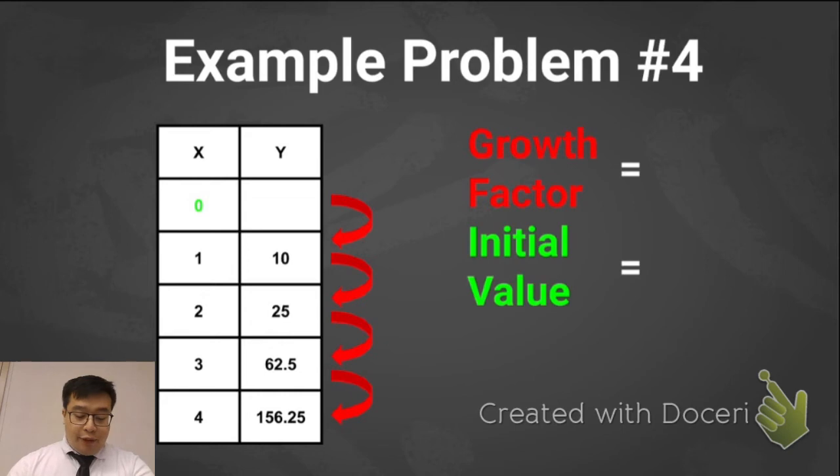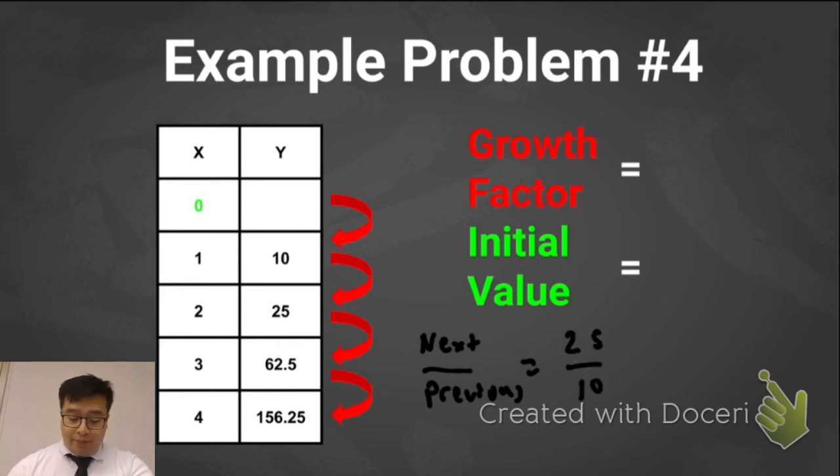Okay, so first let's figure out what the growth factor is. How do I move down the table? How do I get from 10 to 25 to 62.5 to 156.25? So here for the growth factor, it might be helpful to use our next divided by previous pattern. I want to take the next number and divide it by what it was previously. Right? And it doesn't matter what two numbers we pick as long as they're two consecutive numbers. So let's just pick 25 divided by 10. So what should be my growth factor? What should be my multiplying pattern? 25 divided by 10 is going to be 2.5.